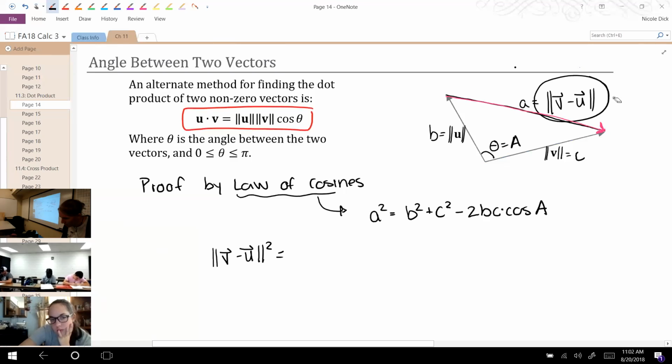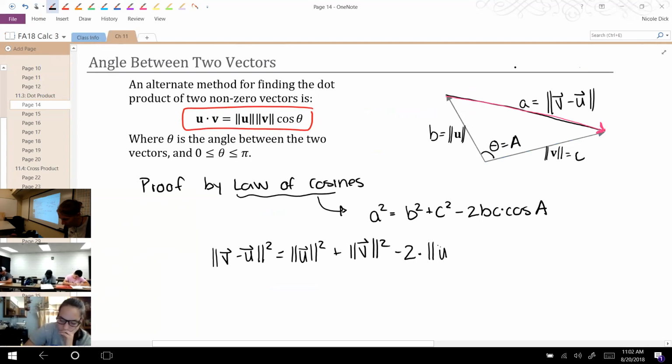equals b. We said b was the magnitude of u squared plus c, so magnitude of v squared, and then just keep plugging these parts in here. So minus 2 times magnitude of u times magnitude of v times cosine theta. So all we've done is write the law of cosines in terms of our vectors instead of in terms of A, B, and C.